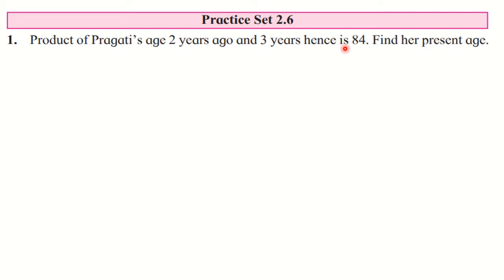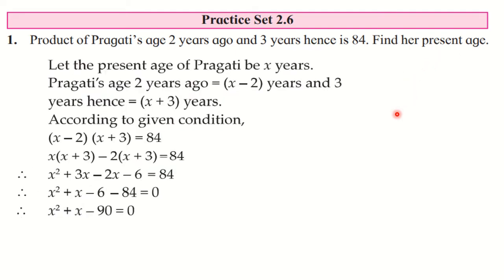Okay. So that way you will differentiate whether you have to use two equations or one. Here also, see, only one thing to find. So you will start with that. Let the present age of Pragati be x years. Then Pragati's age 2 years ago means I have to subtract 2, and 3 years hence means I have to add 3. So x minus 2 years and x plus 3 years. And according to the given condition, their product, meaning their multiplication, is 84.